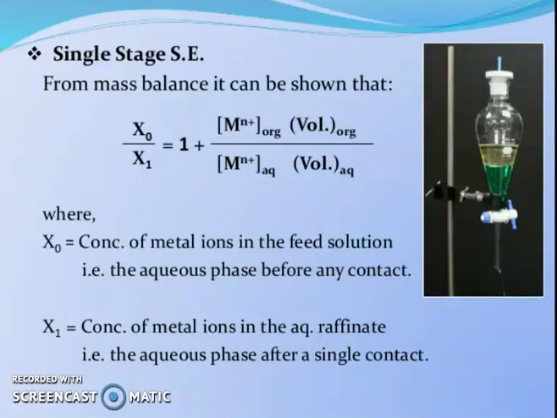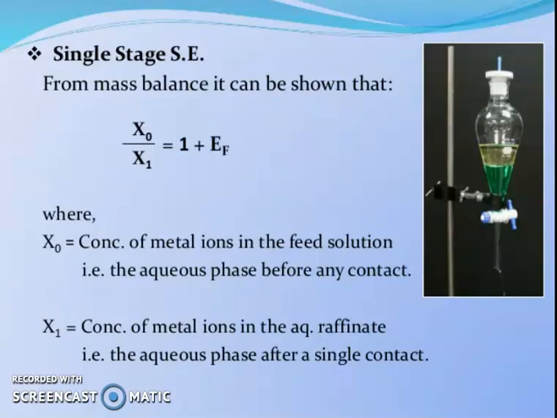Now, single stage solvent extraction. From mass balance, it can be shown that X naught divided by X is equal to 1 plus Mn plus, organic, Mn plus equals volume organic, volume equals, where X0 is the concentration of metal ions in the feed solution, that is the aqueous phase before any contact. Then X1 is the concentration of metal ion in aqueous raffinate and the aqueous phase after a single contact.